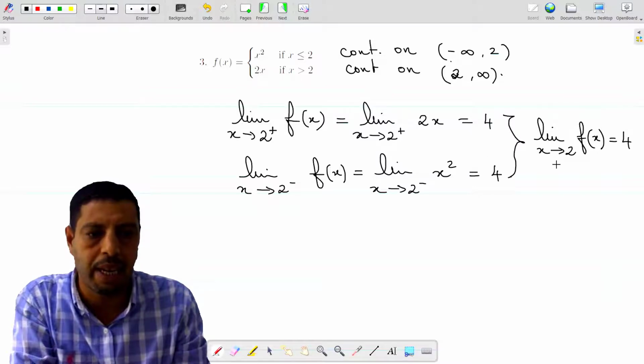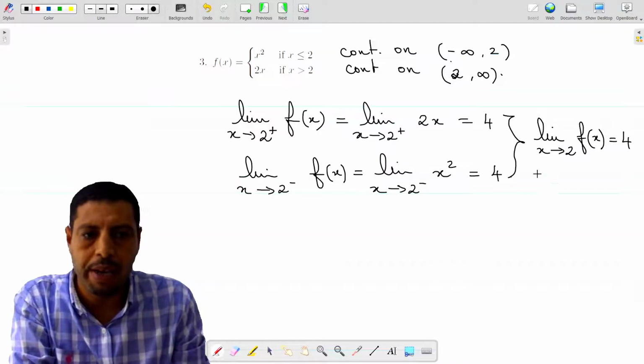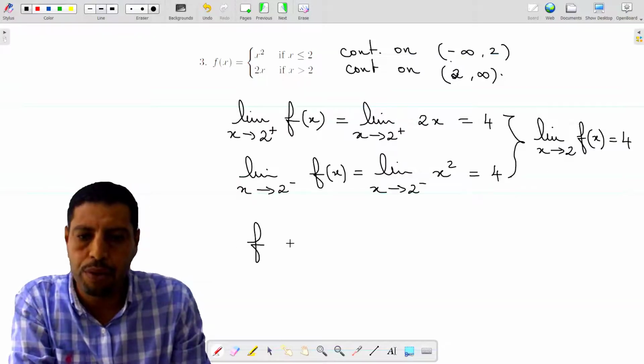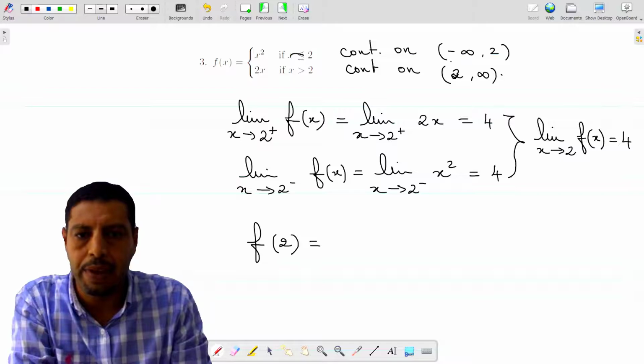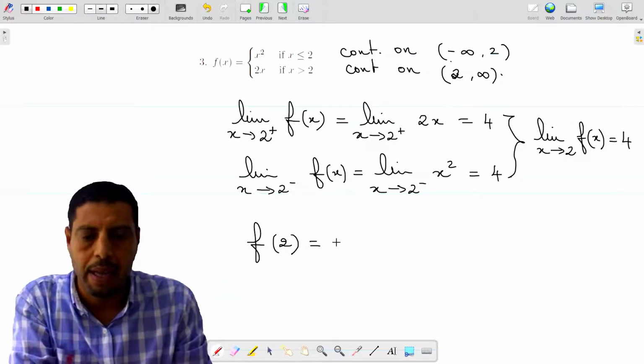The one-sided limits are equal, so the limit at 2 exists, and it's equal to 4. Now, also you have to compare this limit to f of 2. To prove the continuity, you have to compute f of 2. F of 2 is given by the first expression because the equality sign appears here, okay? So f of 2 is 2 squared, which is 4.